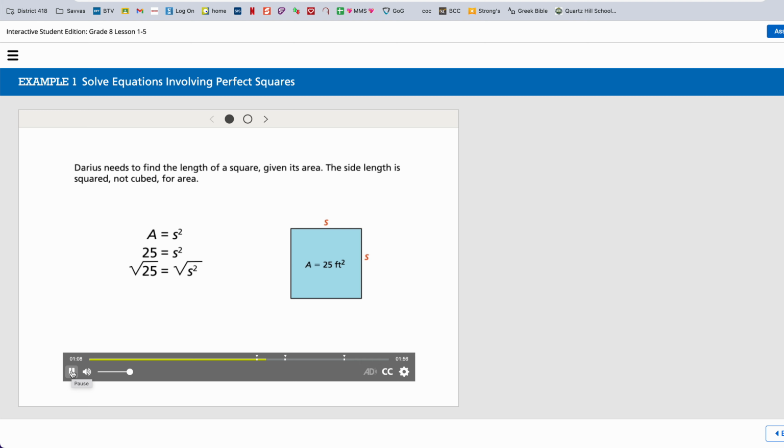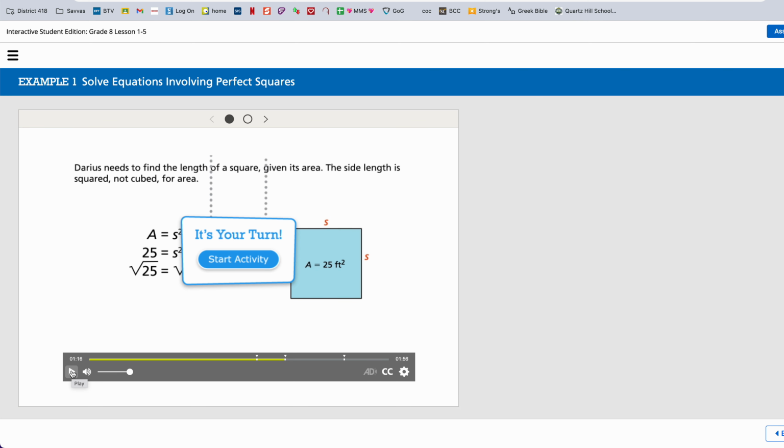Darius needs to find the length of a square, given its area. The side length is squared, not cubed for area. Okay, now, up to this point, this should feel really familiar. We've done square root, we've been doing that for last couple of lessons. And square root of 25, we've done that like 50 times already in this class, right? So what is the square root of 25? 5, all right. So that's our starting point.